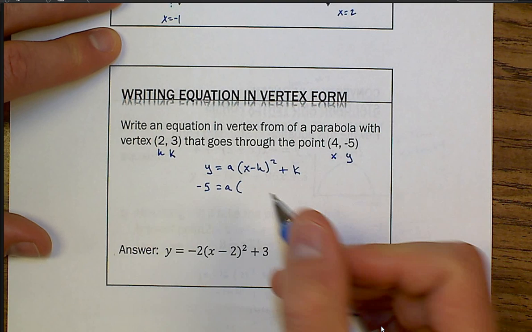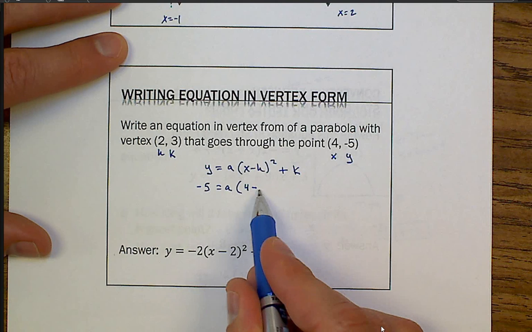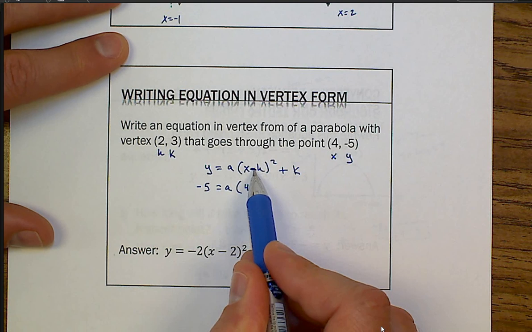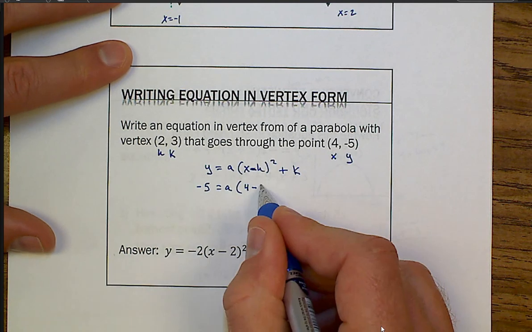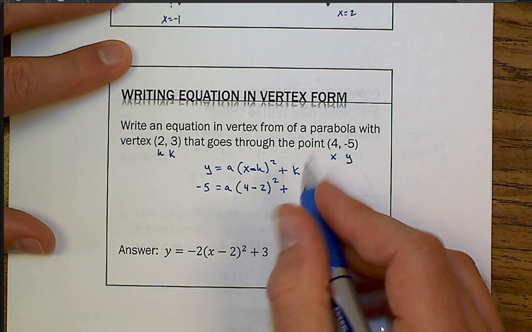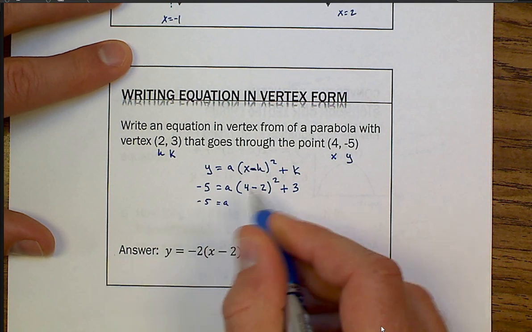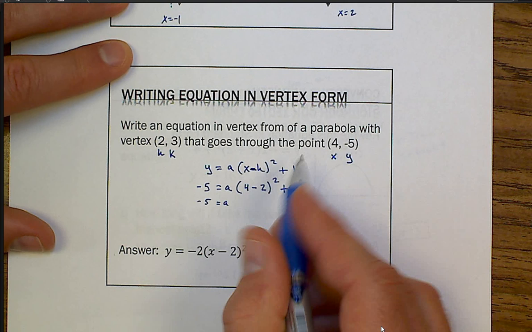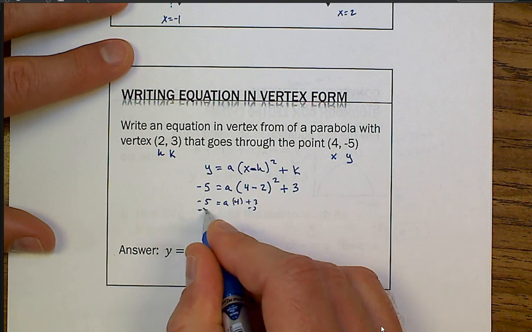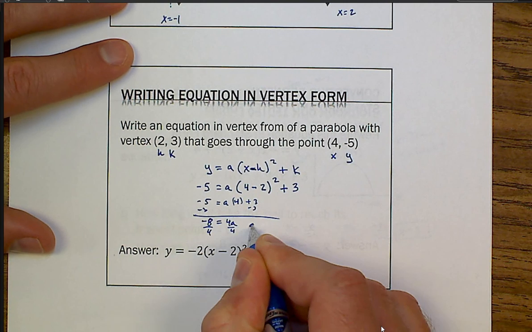My x is a 4, minus my h value is 2. Now don't put plus 2 here. Remember, your vertex form is always a subtraction sign. The only time that's going to change to a plus sign is if your h value is negative. So this is just 2, okay, squared plus k, which is 3. And I'm going to solve this for a. So I get negative 5 equals a. 4 minus 2 is 2. 2 squared is 4, plus 3. So I'm going to subtract 3 from both sides. I get negative 8 basically equals 4a. Divide by 4, and a equals negative 2.